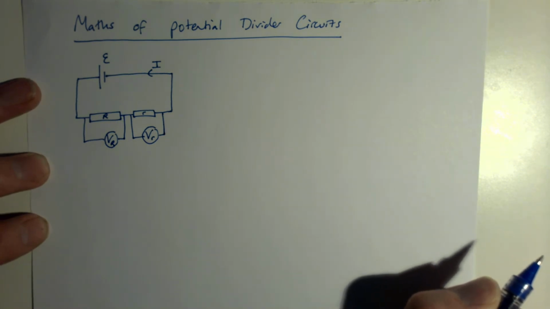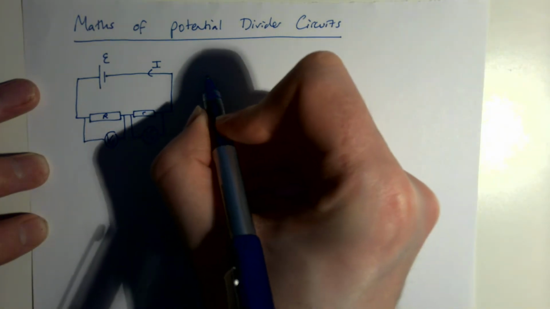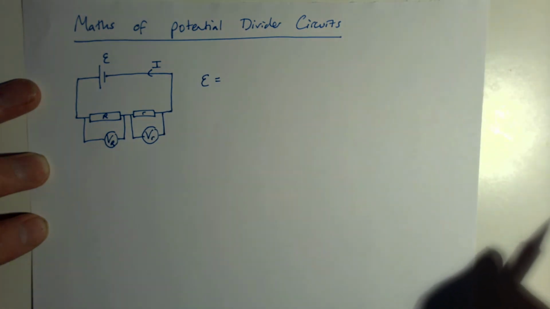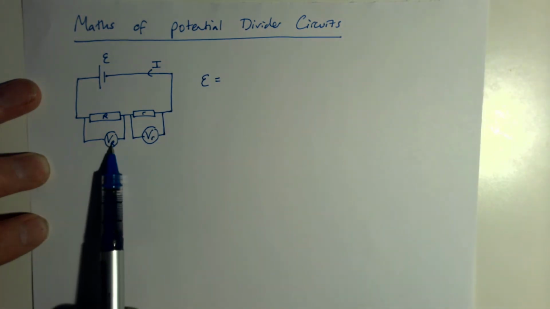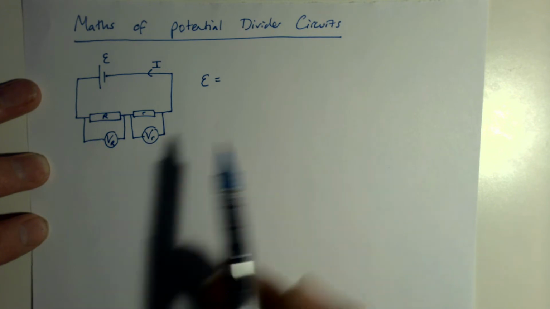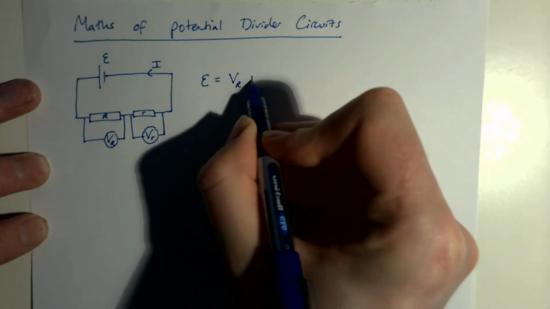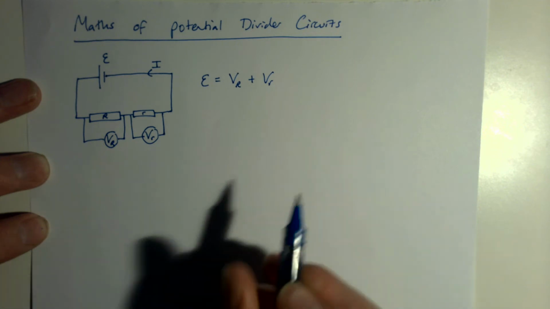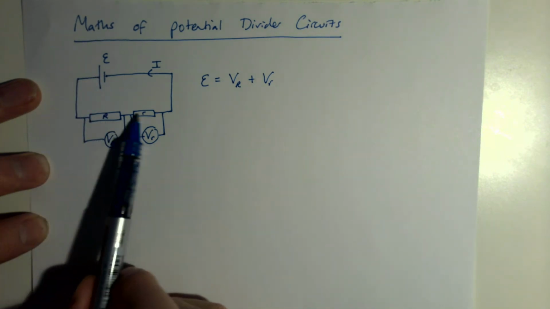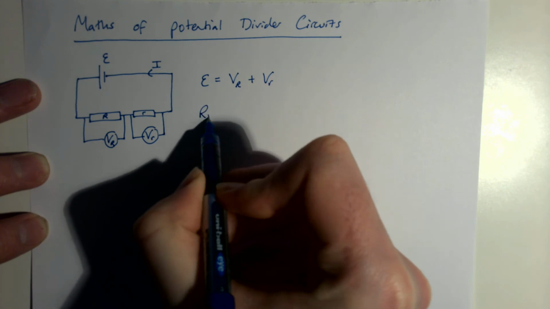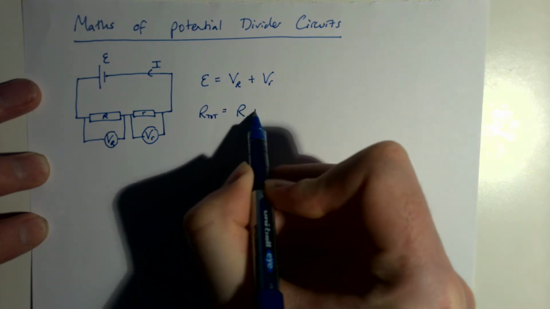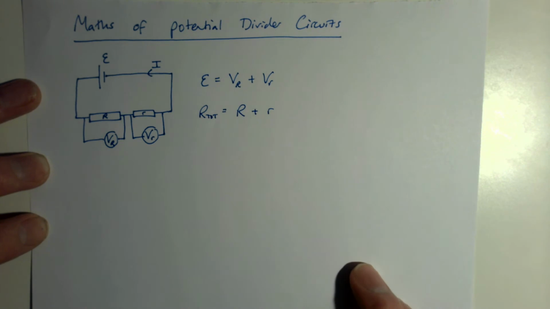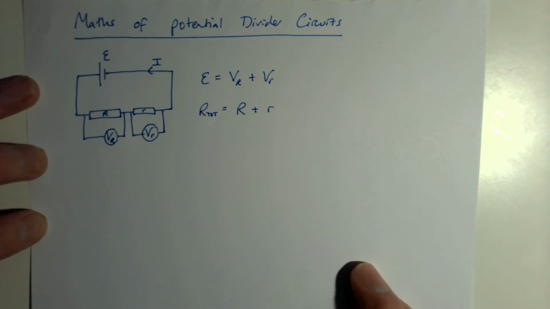Okay, what maths do we know? We know that the sum of the potential differences will give the EMF. So the EMF will be equal to VR, the potential difference across one resistor, added to the potential difference across the other resistor. So we know that that's true. We also know the total resistance of the circuit. You just add up the two resistances, so the total resistance in the circuit is just that. Okay, nice and simple so far.